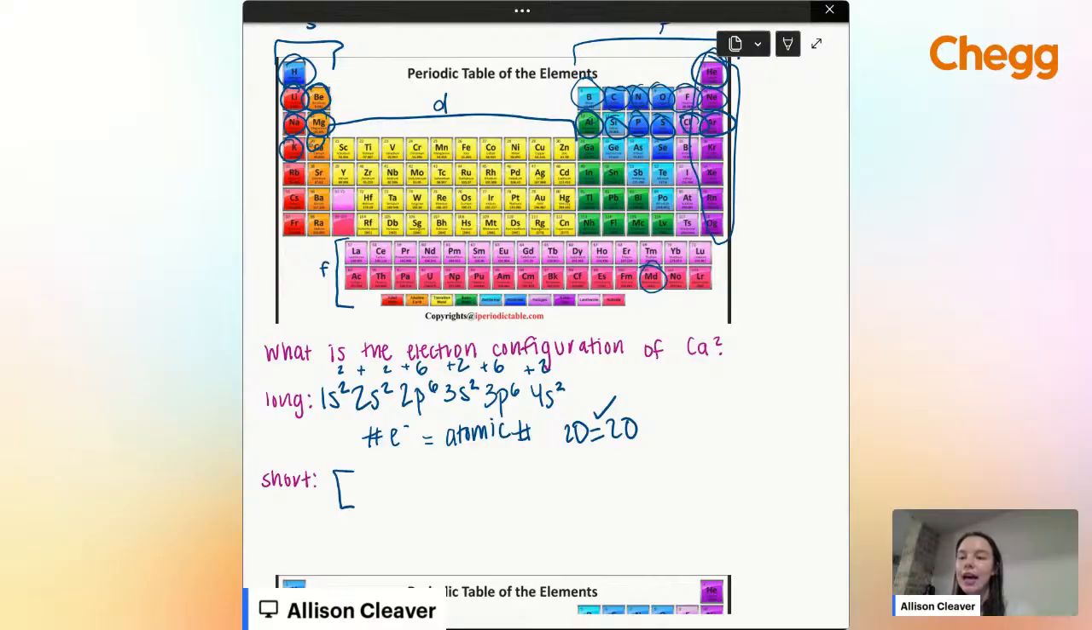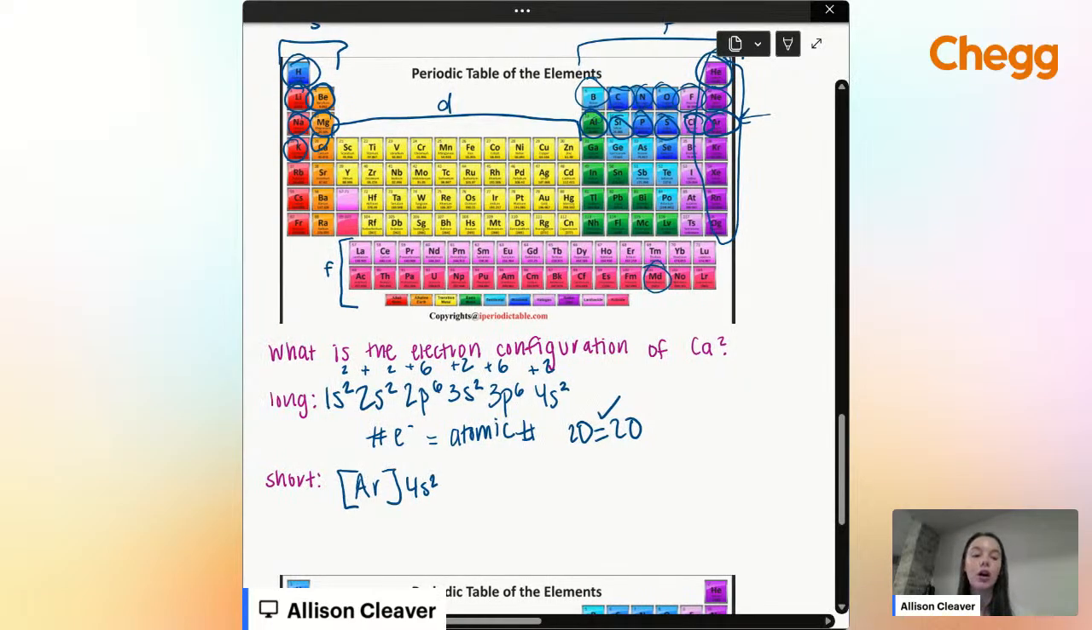So before calcium, the last noble gas is argon right here. So we would put argon in brackets, and then we just write the electron configuration that's remaining after that. So if we write argon and then we have potassium and calcium, all we have to do is [Ar]4s2. And any chemist, any scientist can read this and be like, oh, okay, they're talking about calcium. That is the short electron configuration for argon.